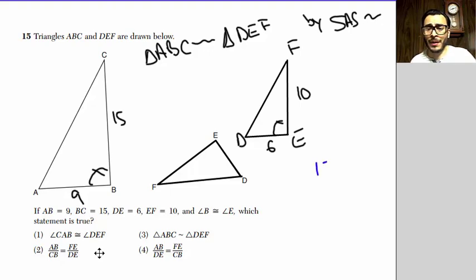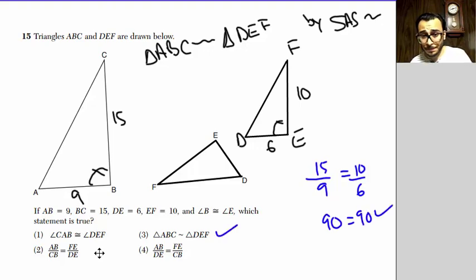You could see that they're proportional by making a proportion and just cross multiplying and making sure that both sides are equal. 10 times 9 is 90. 15 times 6 is 90. Checks out. So the triangles are similar.